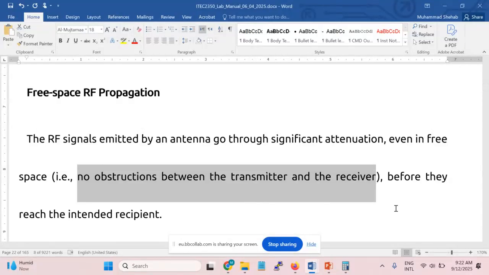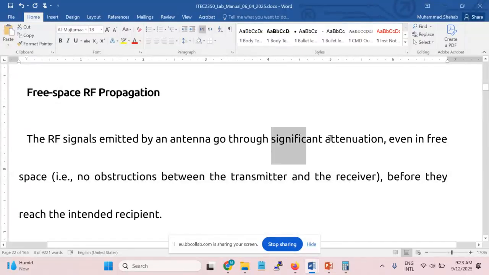There is a path, free space. But for sure, even if I have free space with no obstacles, there is attenuation for the signal. The signal will attenuate, meaning it will weaken. It will not remain the same before it reaches the receiver.